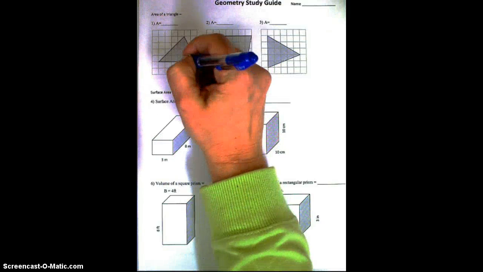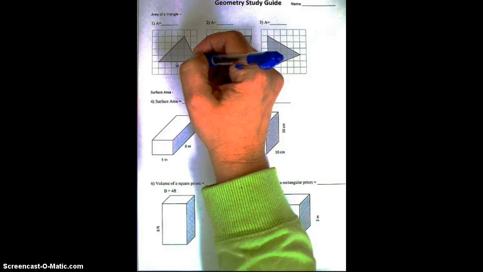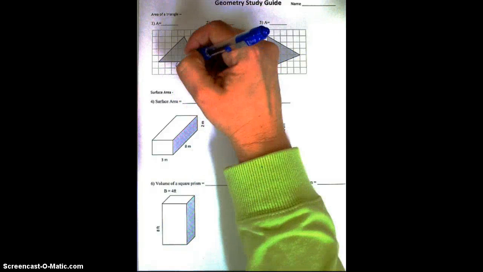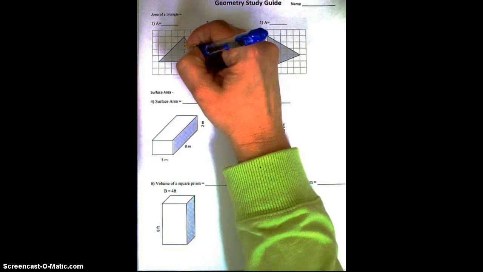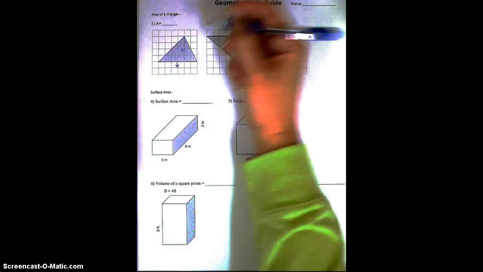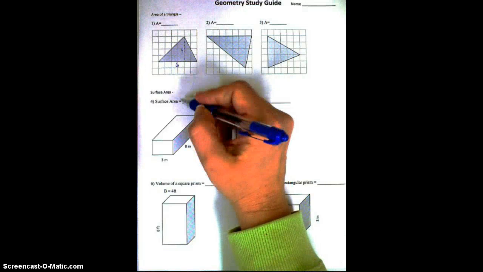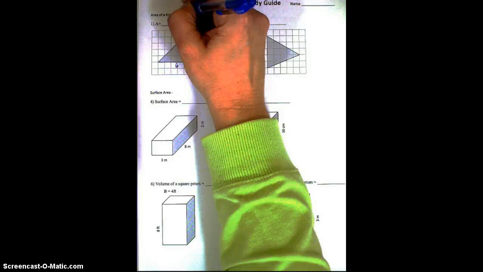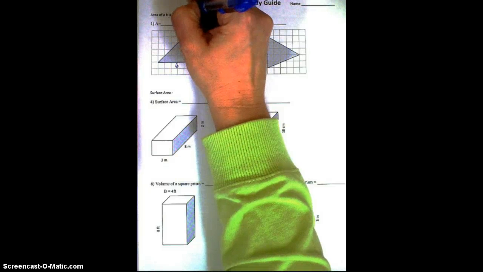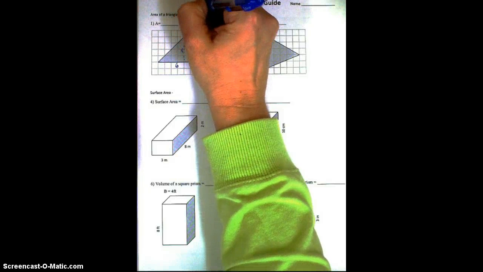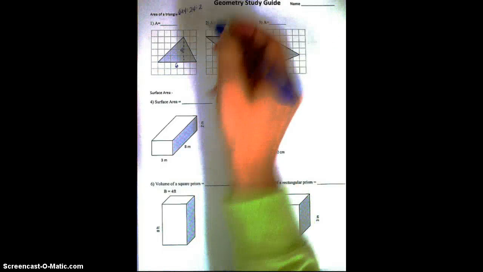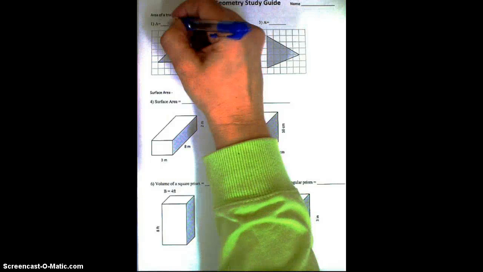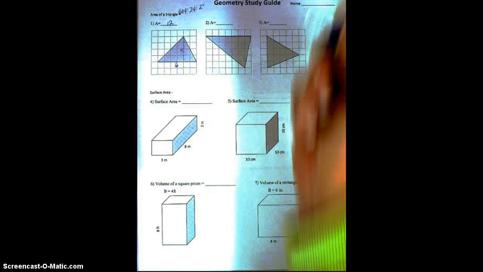And then remember with triangles, we want the shortest distance from the base to the top. 1, 2, 3, 4. This right here would be where we would normally put a dotted line, and we would say it's 4. And then we can just find our area by saying 6 times 4 is 24, and then we're going to divide that by 2 because it's a triangle, and we only want half. So our area for that one would be 12.